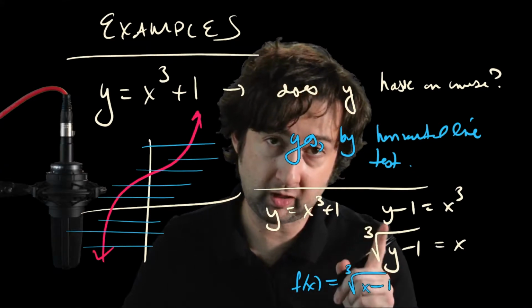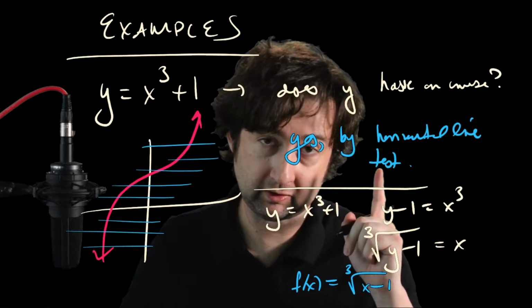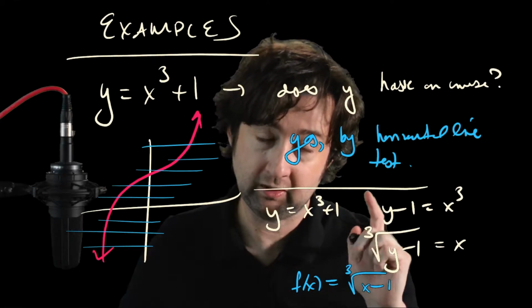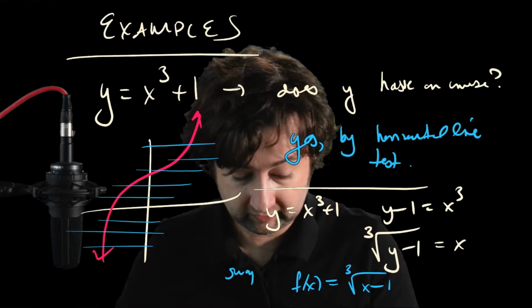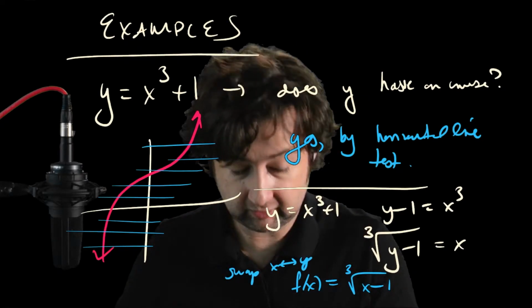After all, if I don't swap the x and y, then I haven't done anything except reproduce the original function again. It's the swap of x and y that creates the inverse. So this is swap x with y to get the inverse.